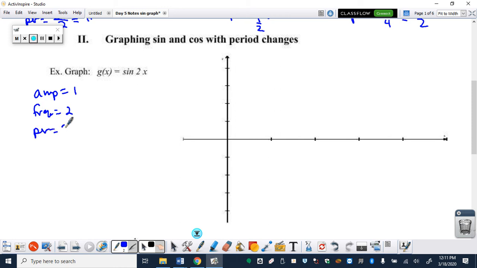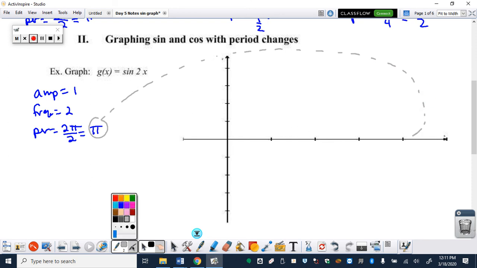Period will be 2 pi divided by 2, which is pi. So if I'm not given a specific interval of where I need to graph, I'm going to take pi, because it's my period, and put it right at the end of my x-axis because that's going to give me the entire curve. Then I'm going to go backwards, take half of pi, which is pi over 2, half of pi over 2, which is pi over 4, and then the number in the middle, 3 pi over 4, what's between 90 and 180, that's 135.